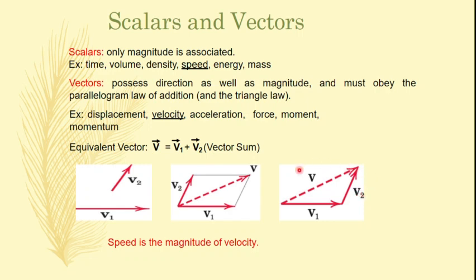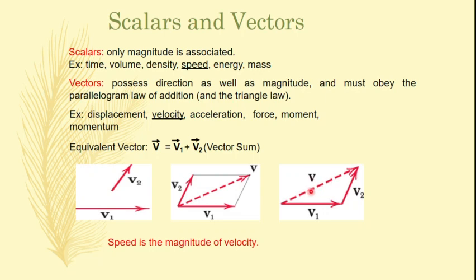Similarly, in case of triangle law, if we place these two vectors in this way, where the arrowhead of one vector is attached to the tail of the other vector, that is v2 here, then if we join from this point to this point, this length of the vector defines the magnitude of the vectors. And if we join in this way from this point to this point, then this vector is the resultant vector of this v1 and v2.